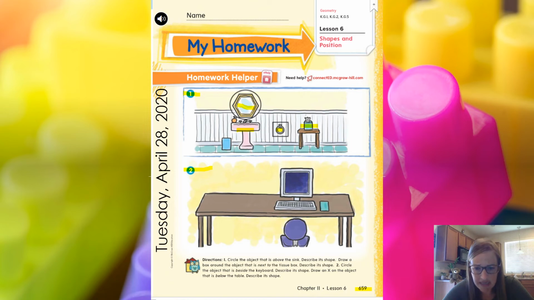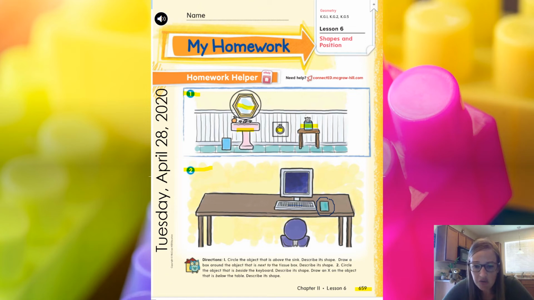Number 2 says to circle the object that is beside the keyboard. Well, I'm going to look, and here is the keyboard. I'm going to look beside it, and I'm going to circle it. Maybe that's a mouse? What shape is that in, though? Good, yeah, it's a rectangle.